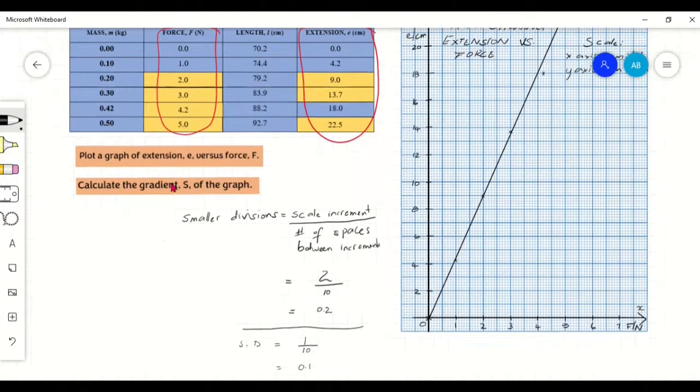So here's a question, calculate the gradient of the graph. And they gave you a specific letter. Another tip, whenever you're plotting graphs and they give you a specific letter for the gradient, we know we usually use M for gradient, but make sure you use the letter that is given. It usually is related to the question that follows. So make sure they say gradient, comma S. They're telling you that the symbol for gradient in this case is S. So always use that. So now we're going to be doing a gradient.